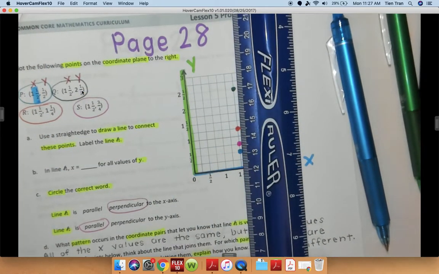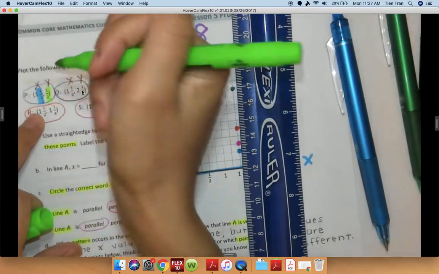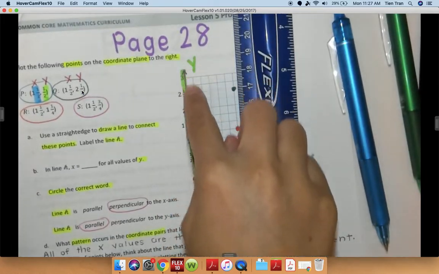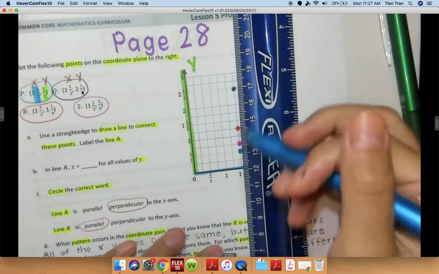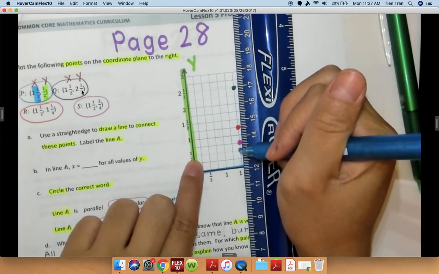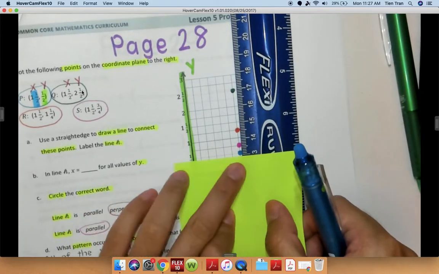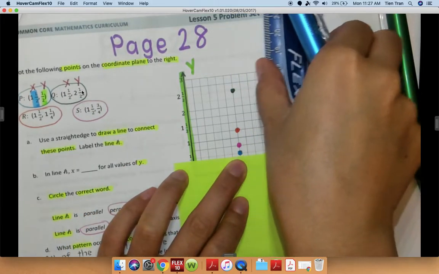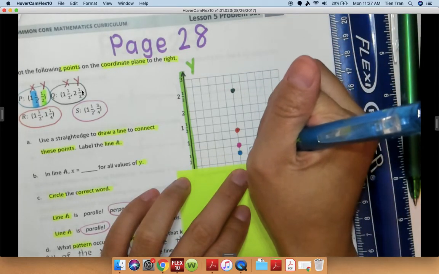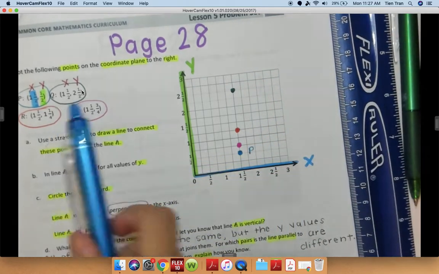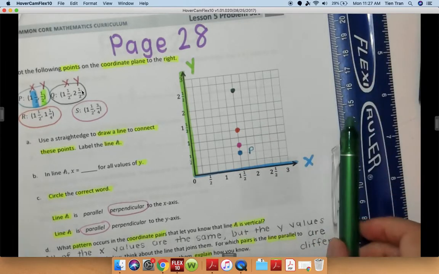And now the y coordinate is 1/2. That means that I'm moving up on this green coordinate to 1/2. So I moved up, and this is 1/2 right here. You see that I moved up to 1/2, and I dotted it, and that is going to be my letter P.